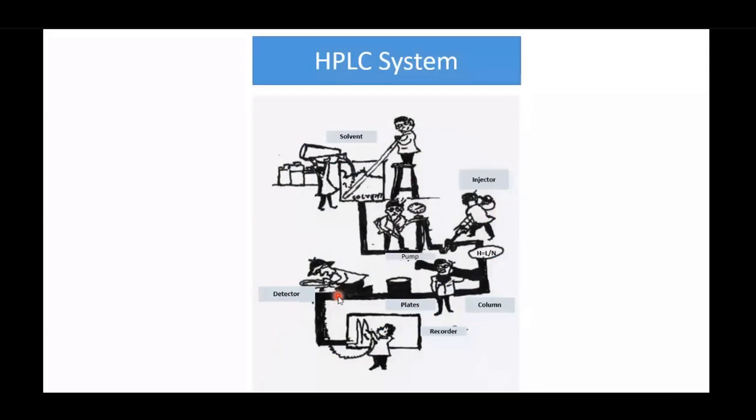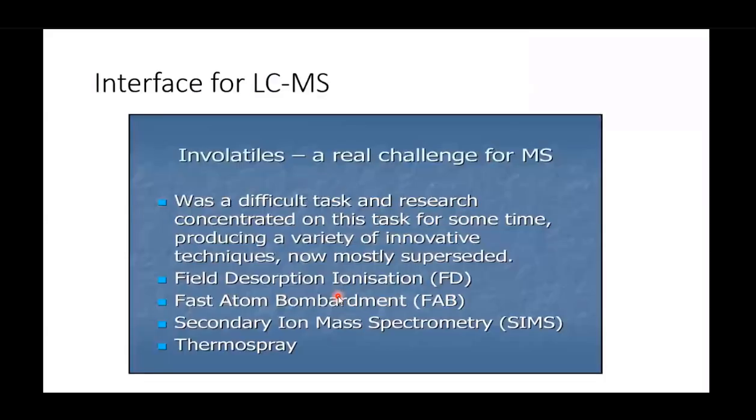HPLC we generally use for involatile and thermally labile compounds. When we have thermally labile and involatile compounds, it is very difficult to put them into vapor phase, because the mass analyzer requires a compound in vapor phase, and also charged. It should be ionized. Converting involatile or thermally labile compounds into vapor phase is a challenge because they will decompose before their boiling points.